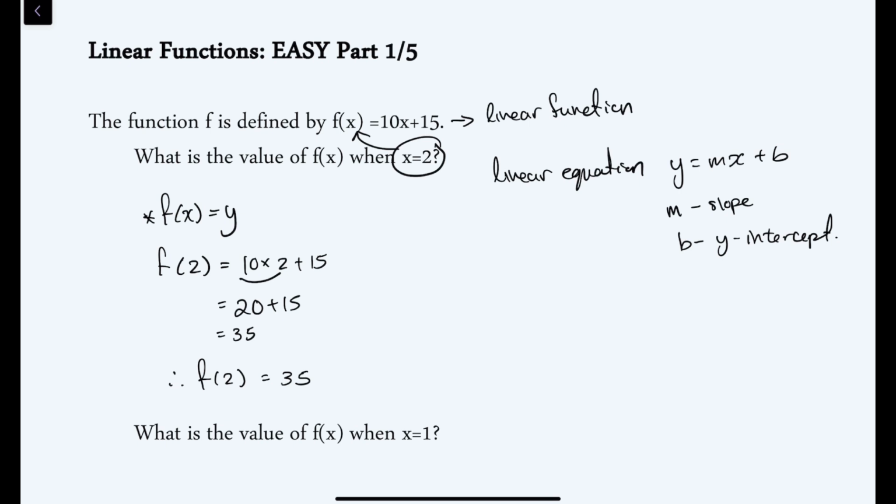Take a second to try the next one. What is the value of f of x when x is equal to 1? Well, same idea. We plug in 1 for x. 10 times 1 plus 15. 10 plus 15, 25.